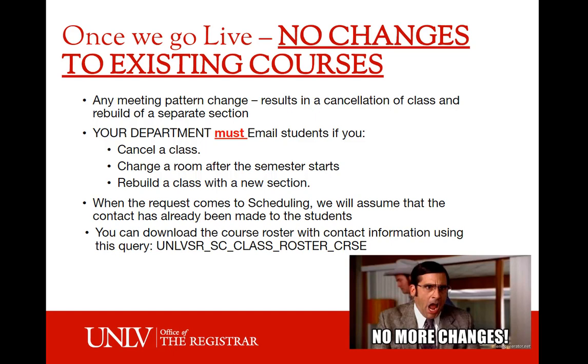For any changes that require cancellation, the department must contact all students prior to notifying scheduling. This includes canceling classes, changing the room, changing the meeting pattern, rebuilding a class with a new section, or spreading enrollment from one section across 2 or more. You can use the query on the screen to obtain contact information for the students who are enrolled in the class that you're making changes to. You should only contact scheduling after you have made contact with the students, as we will assume that you have when we make the requested changes.